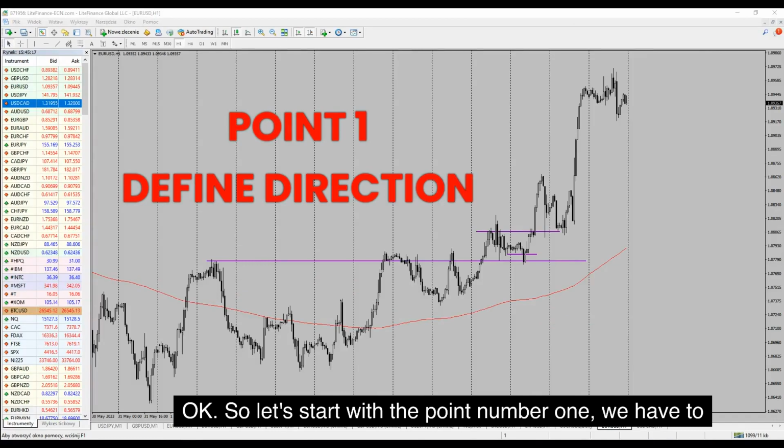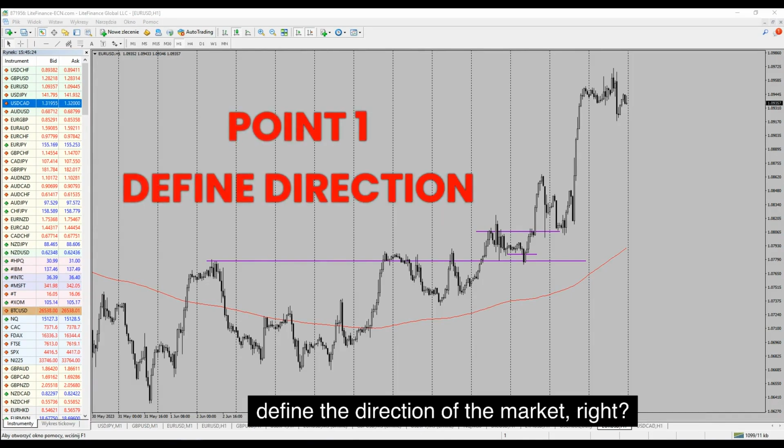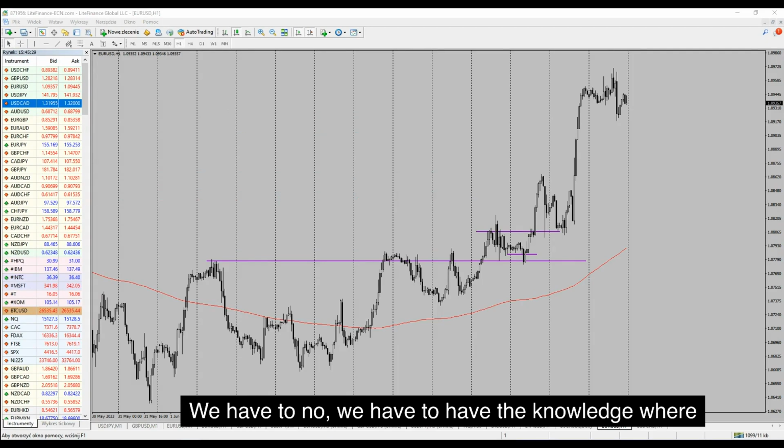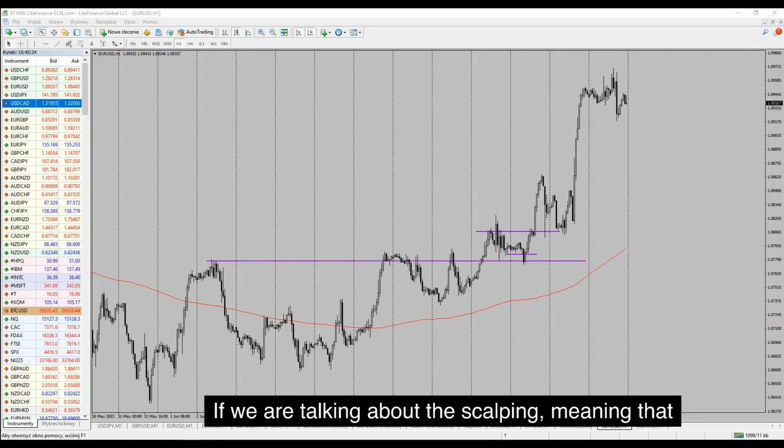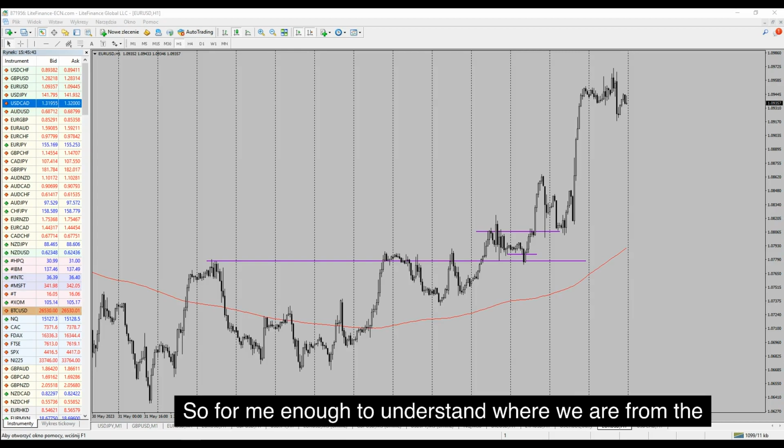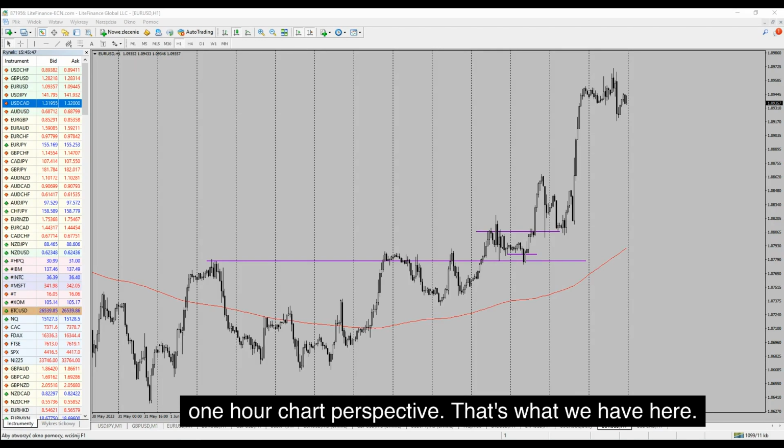Okay, so let's start with point number 1. We have to define the direction of the market, right? We have to have the knowledge of where the market is going. If we are talking about scalping, meaning that execution, in my case, is on the 1, 5, sometimes maximum 15-minute chart, then for me it's enough to understand where we are from the 1 hour chart perspective. That's what we have here.